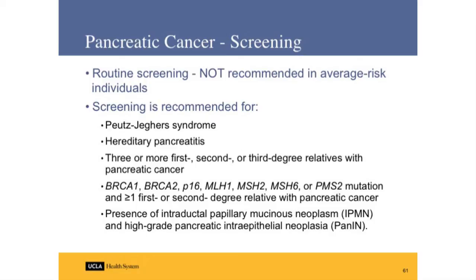They should be tested. And then sometimes on routine imaging, we oftentimes see cystic lesions in the pancreas. One of them is called the IPMN, and then another one is called Pannin lesions. And those patients are at increased risk, so it's recommended that we screen those individuals.